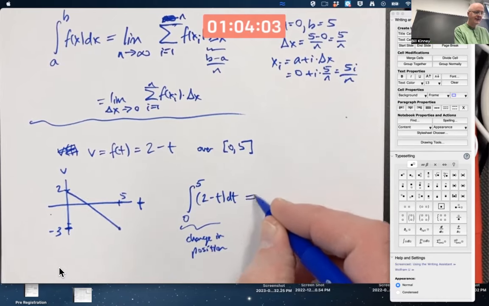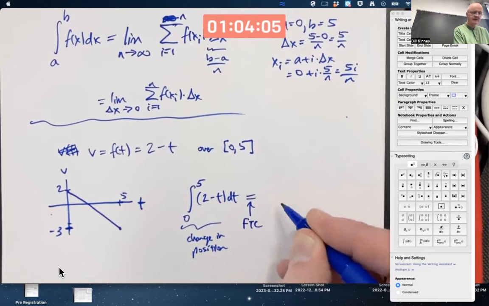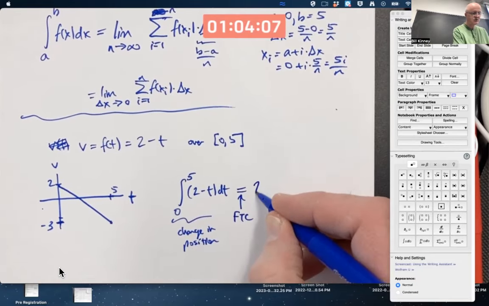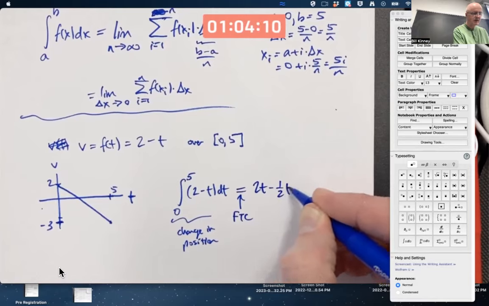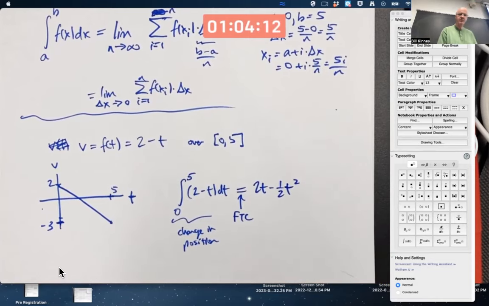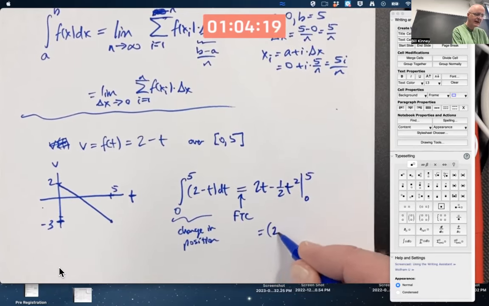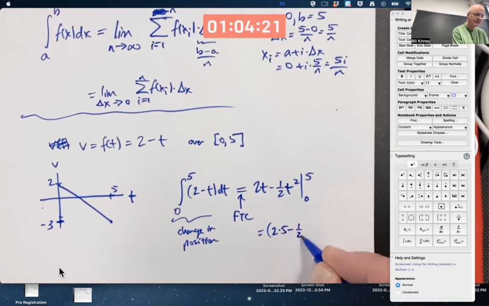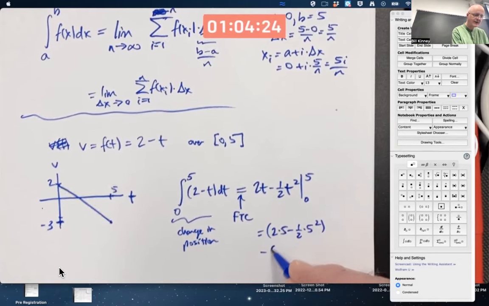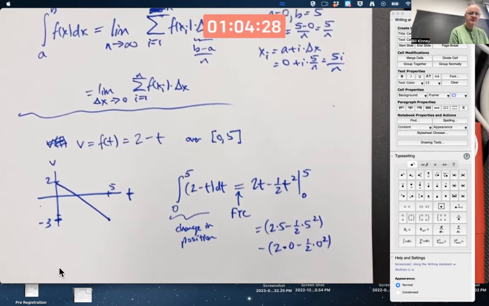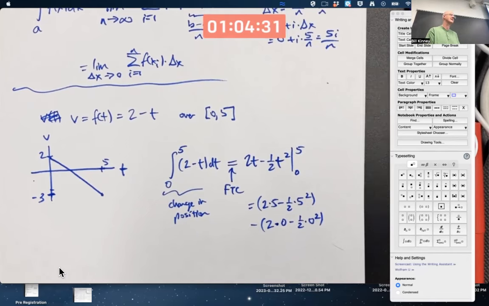If you use the fundamental theorem of calculus, FTC, find an antiderivative of 2 minus t, you get 2t minus 1/2 t squared. Check it in your mind. The derivative of that is 2 minus t. Evaluate from 0 to 5. So we plug in 5, 2 times 5 minus 1/2 times 5 squared, and then subtract what you get when you plug in 0. It is convenient to use 0 for the lower limit because then lots of times you get zeros. Doesn't have to happen.